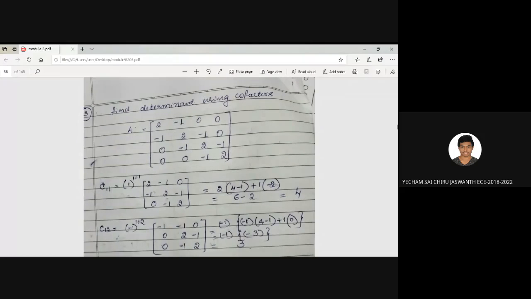Yes, ma'am. What will you do? Tell me. Explain. We have to take the cofactor matrix of 4 by 4 and then multiply with the first row of the 5 by 5, ma'am.